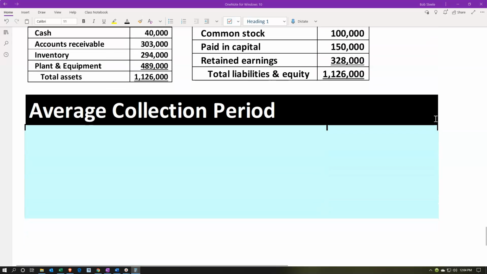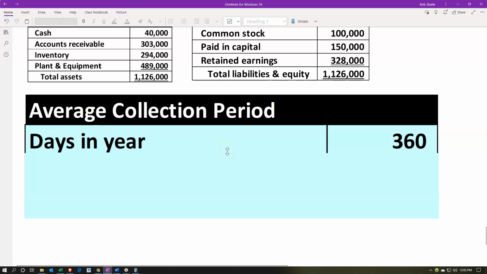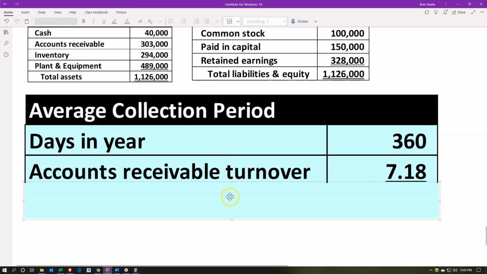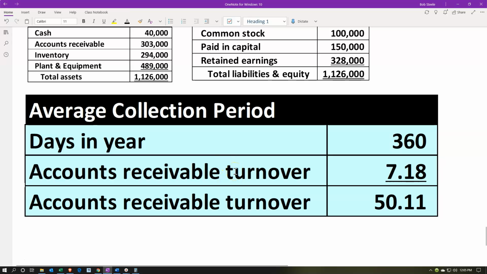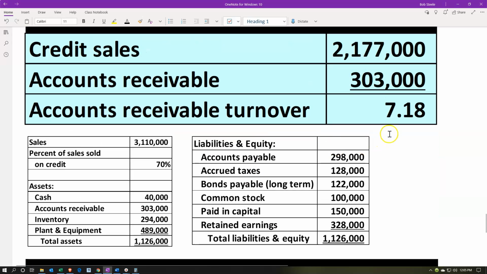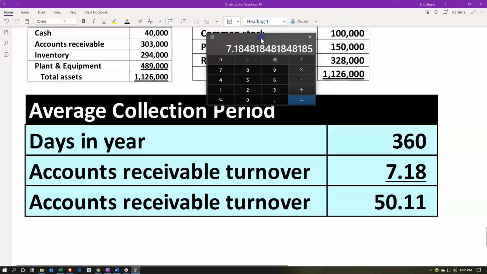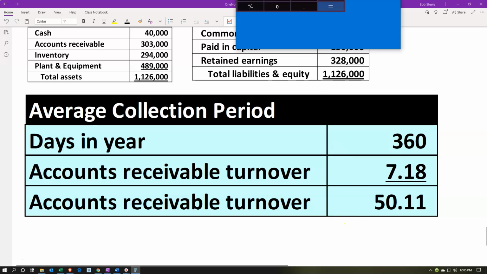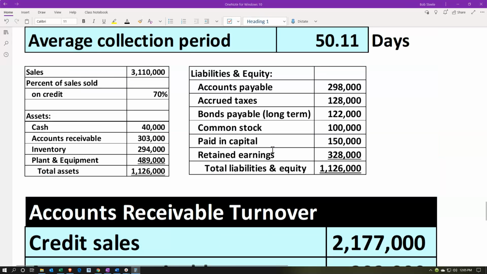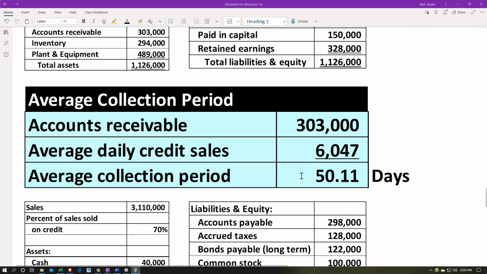And then if you go down, now we can calculate the average collection period again, which we already did, but we can do it a different way. Taking the days in a year, 12 months times 30, we can divide that by the accounts receivable turnover, this number we got here. Now, this way of calculating it is probably less intuitive than what we calculated before. Let's do this real quick. 360 divided by 7.18 is about 50.11. That 50.11 is the same number we got up top here.